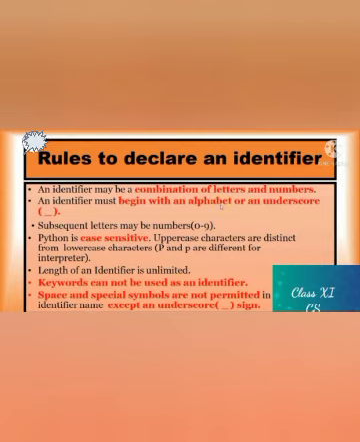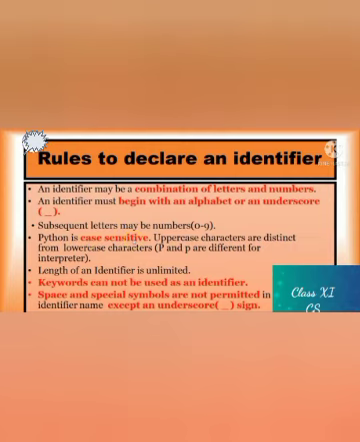When we use different names for an identifier, we must be aware that we should not use keywords as an identifier. Space and special symbols are not permitted in an identifier name except underscore. Only underscore can be used. Other symbols such as space and any other special symbols are not permitted.